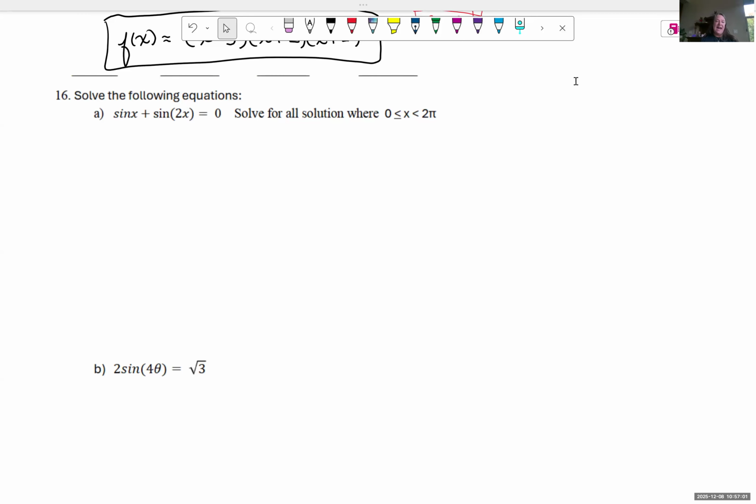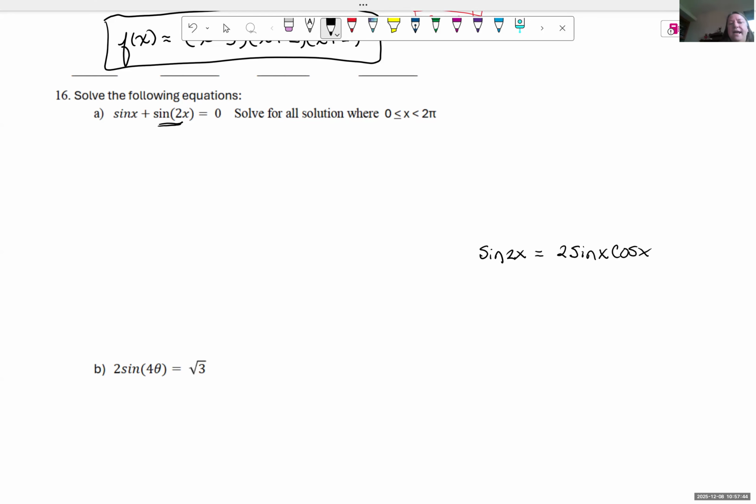Okay, so we're looking at solving some trigonometric equations. We have the first one, sine x plus sine 2x equals 0. We want to manipulate this so that they're both sine x, not sine 2x. I noticed that this is a double angle, and there are some formulas to rewrite our double angle. I know that's the same thing as sine of x plus x. So I know sine 2x ends up being 2 sine x cosine x.